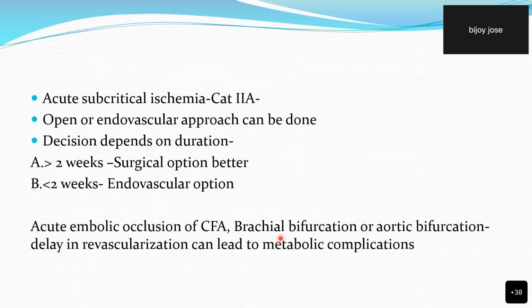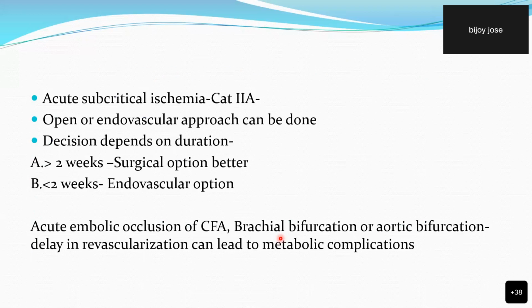In acute category 2A, acute subcritical ischemia, an open or endovascular approach can be done. The decision depends on whether the limb ischemia symptoms are more than 2 weeks. Then the surgical option is going to be better, because the thrombus is going to be a little bit organized, so it is very difficult to lyse the thrombus. So it is better to proceed with embolectomy. And if the thrombus is very fresh, less than 2 weeks old, and the limb is not that threatened, like in category 2A, we can proceed with thrombolysis.